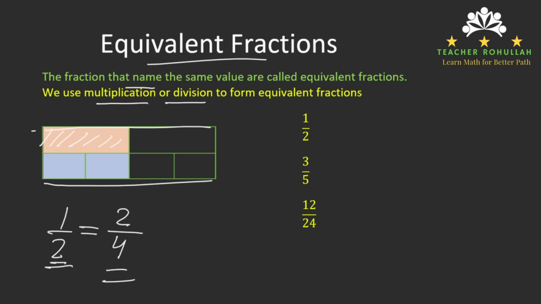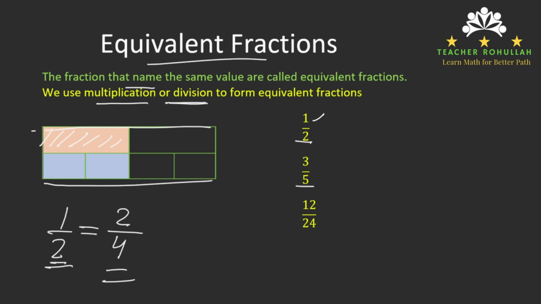We now move to the second part in which we have some examples: 1/2, 3/5, and 12/24. With these fractions, we will use multiplication and division. We will first look if we can divide both the numerator and the denominator by the same number, or if we can multiply them. The first fraction, which is 1/2, we cannot divide by the same number. So we will use multiplication.